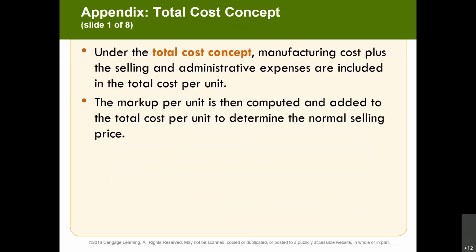So let's look at this real quick. We'll jam through the appendix, only the important slides we have here. Under the total cost concept, manufacturing cost plus selling and administrative expenses are included in the total cost per unit. The markup per unit is then computed and added to the total cost per unit to determine the normal selling price. I'm just highlighting the concepts that we talked about earlier that are a little bit important to discuss.